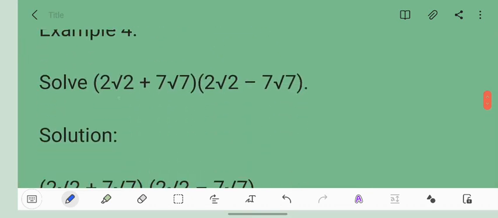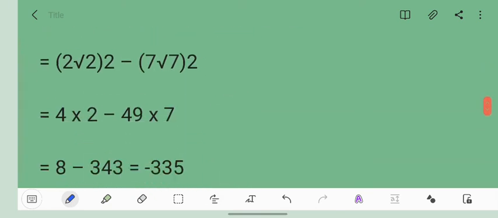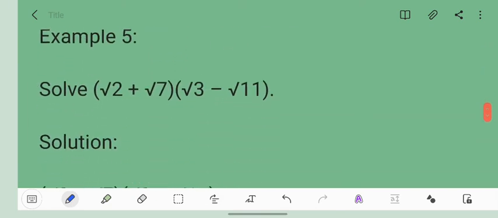Number 4, this is (a + b) and (a − b). Same way, a² − b². You try out this question, and this one: (√2 + √7) and (√3 − √11). This also you can do by yourself. Check it out, and if you face any problem, we can solve it through our virtual classroom. All right, that's all from today's class. Thank you, and you all have a great day.